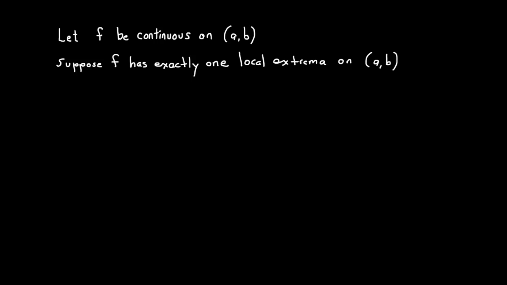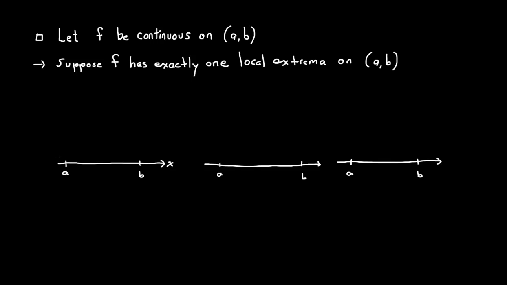Before we do the lesson on optimization, I would like you to take a look at this following concept intuitively. Let f be continuous on some interval a to b, and then suppose that f has exactly one local extrema on that interval, open a to b. Now, what does that look like?